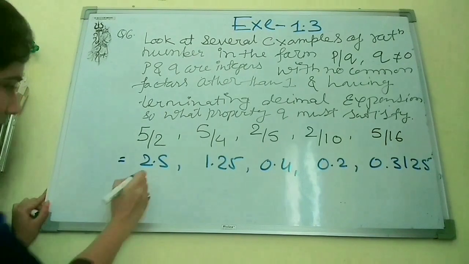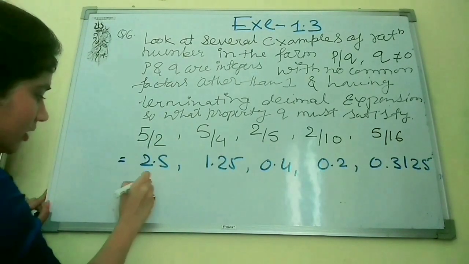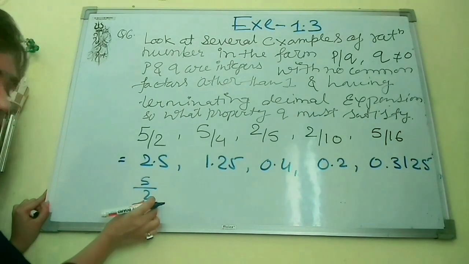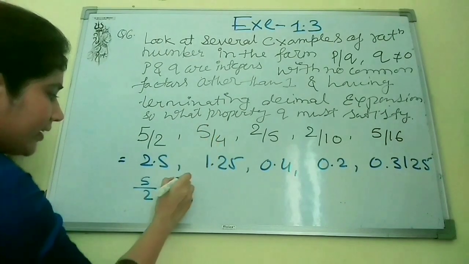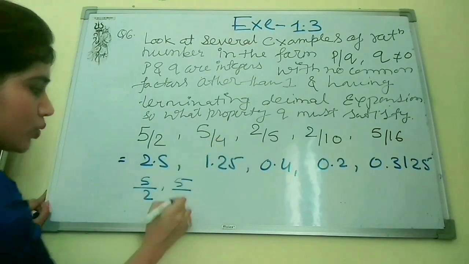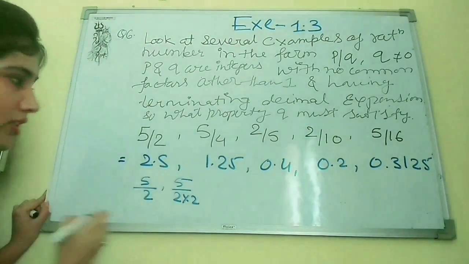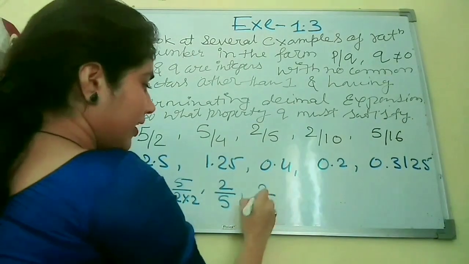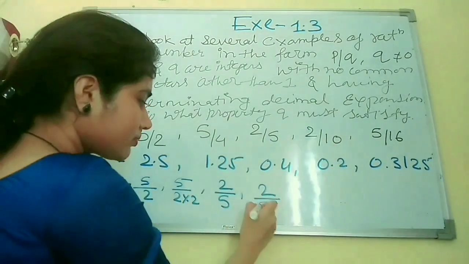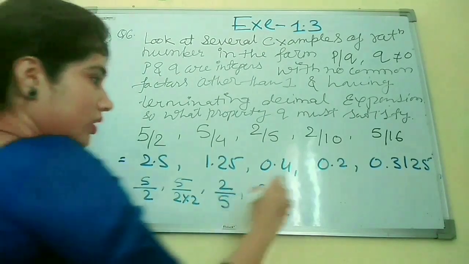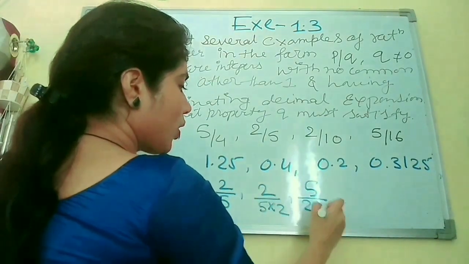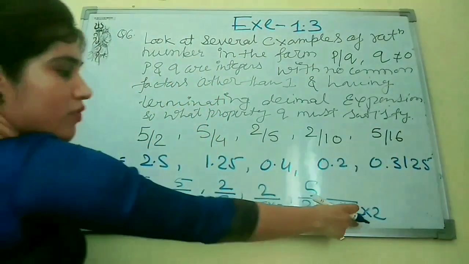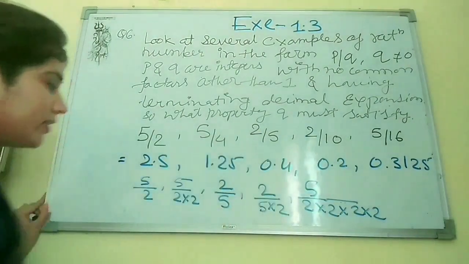So let's see, can we write it as 5 by 2? So q, you are seeing, is simply 2. Can we write 4 as 2 cross 2? Yes, we can write it. This will be 5 only. Can we break 10 into 5 cross 2? Yes, we can break it. Now the next is 2 cross 2 cross 2 cross 2. Can we break it in this form? So what are you seeing here?